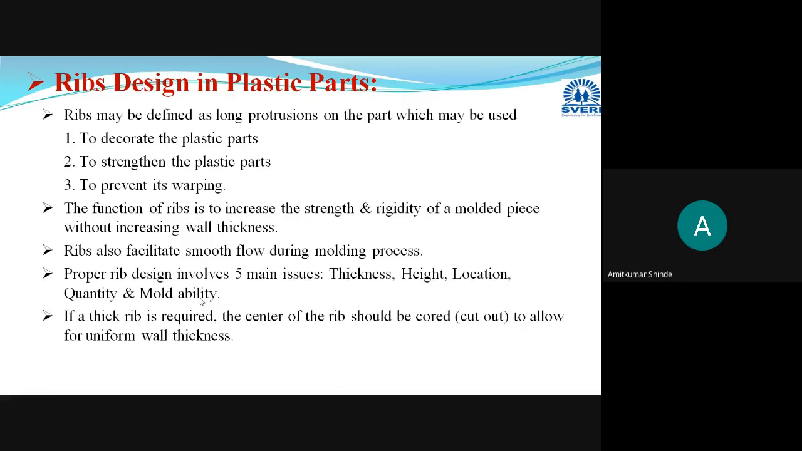Okay, depending on these five factors, the design of the rib is done. These five factors you have to consider while designing any rib in the plastic part. First point is the thickness of that rib, then height of the rib, then its location, then its quantity, and how to improve the moldability with the help of this rib. Means whichever rib you are providing, it should help to increase the smoothness of the flow during the molding process. Now we will move.